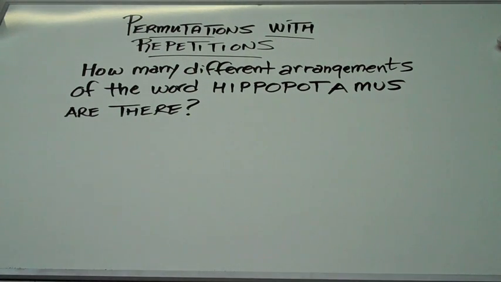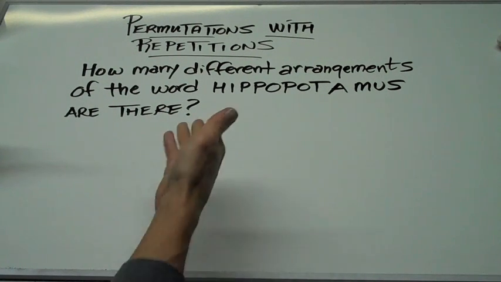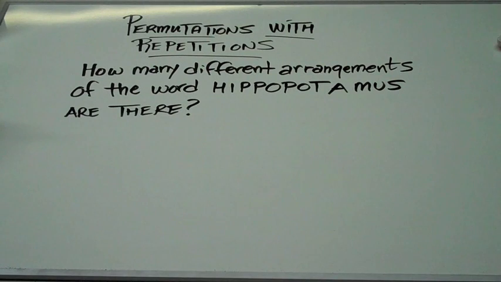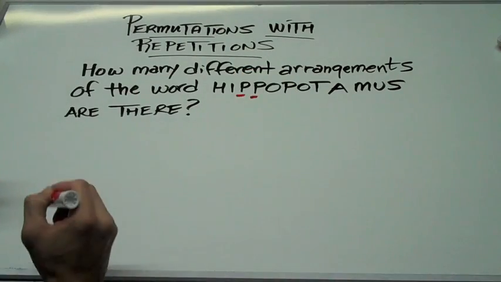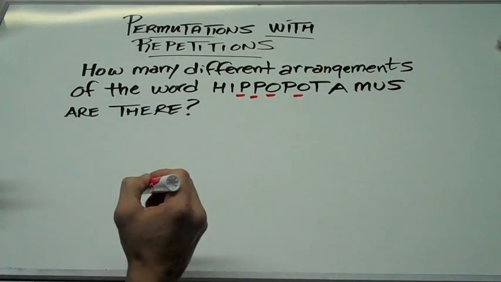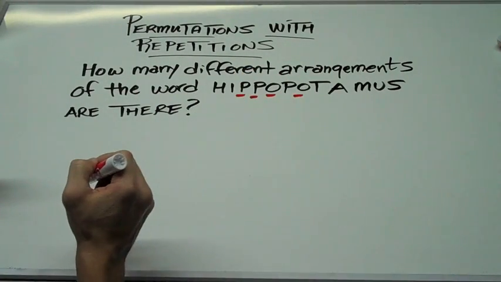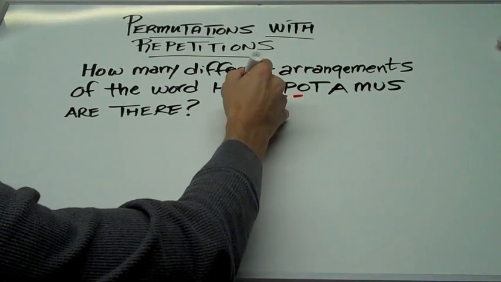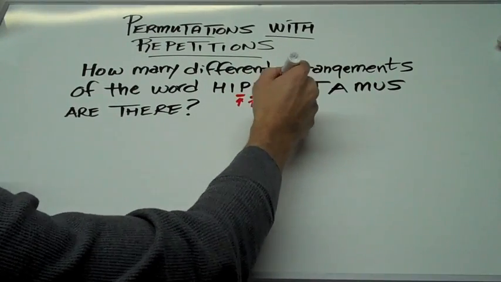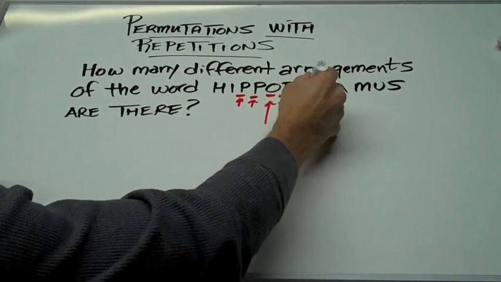Here's an example of a permutation with repetition. For example, how many different arrangements of the word hippopotamus are there? Well, if it was a word with no repeats, then we wouldn't have to worry. It would simply be the number of letters factorial. But here we have 2 P's that are the same, and 2 O's that are the same, and actually I've got a third P in here. So I've got 1, 2, 3 P's and 1, 2 O's.